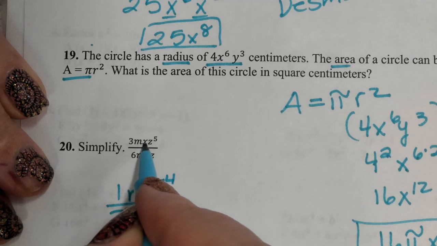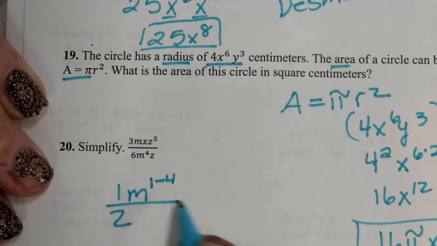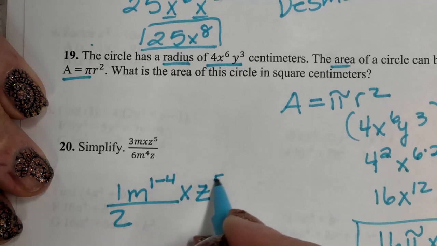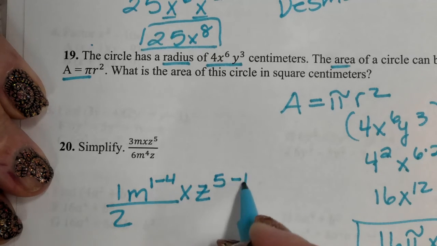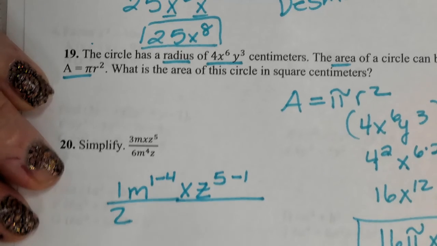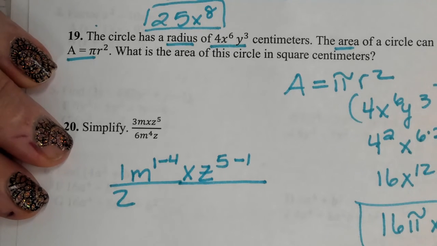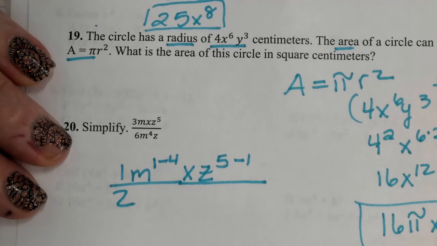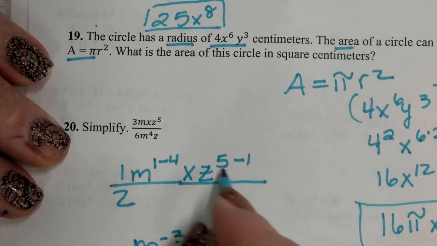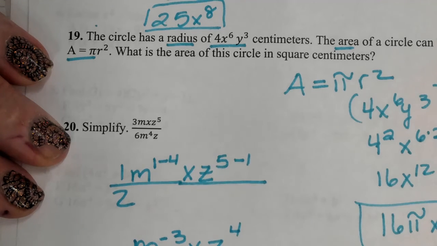You have no x, and a z on the top to the 5th power, a 1 z on the bottom. That's going to be subtraction. So anything on the bottom, you're going to subtract the exponents of the ones on the top. And that 2 is just hanging out. He might get some friends in a little bit. M to the 1 minus 4 is negative 3. Z to the 5 minus 1 is 4.